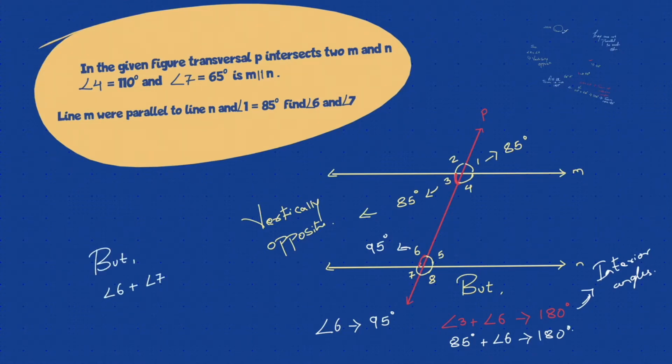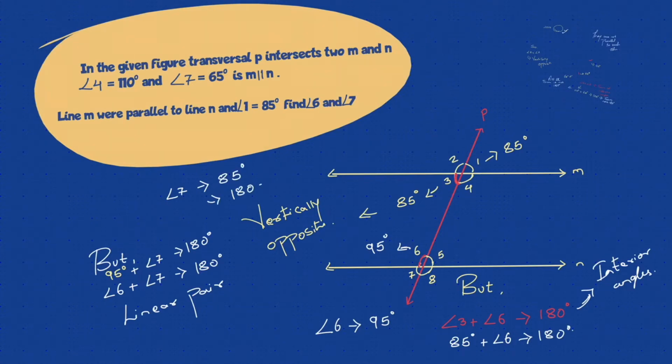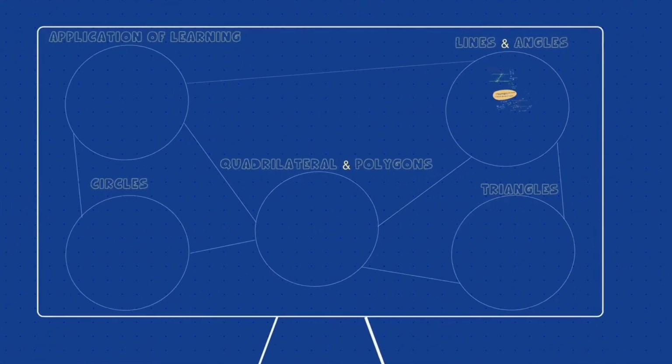Now I need angle 7. Angle 6 and angle 7 form what is called a linear pair, right? They are just one line. The sum would be 180, because I know 5, 6, 7, 8 would be 360. So 6 plus 7 has to be 180, linear pair. But I know angle 6 is 95. So angle 7 will be 180 minus 95 degrees. What is 180 minus 95? That is 85 degrees. That's it, I get the answer. So vertically opposite angles, interior angles and linear pair are what I use to get the answer to this question.